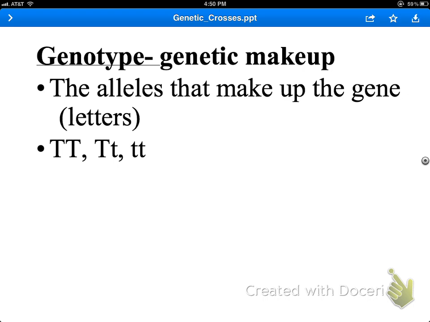Some terminology we'll be using is the genotype, which means its genetic makeup. What kind of alleles does it have? Does it have dominant? Does it have recessive? So when you think about genotype, think about the letters that make it up. So the examples we've used so far, this would represent the genotypes.